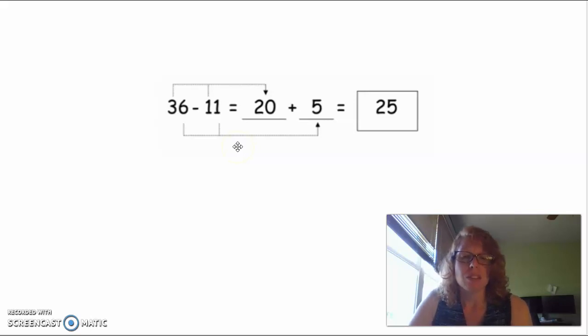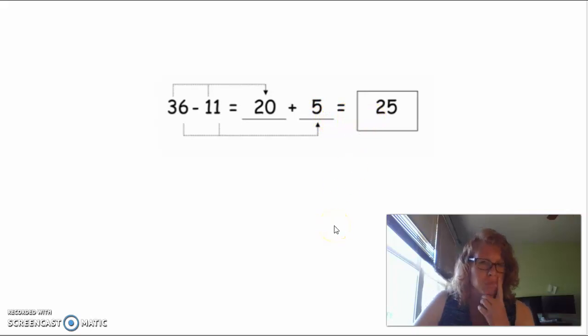Something else I notice is that we have 36 take away 11 equals 20 plus 5 equals 25. So we have a subtraction problem, and then an addition problem, and then an answer. So how do you think this works together? What are your thoughts?